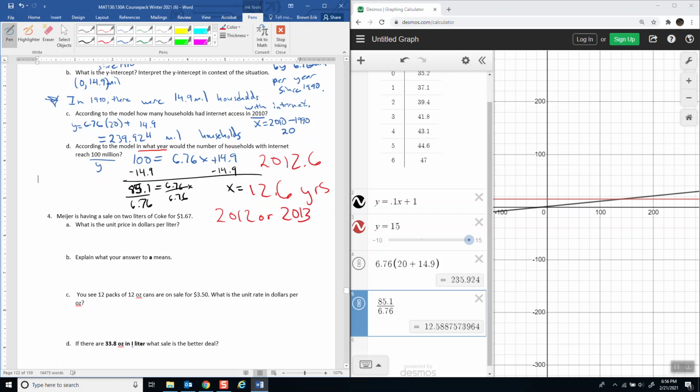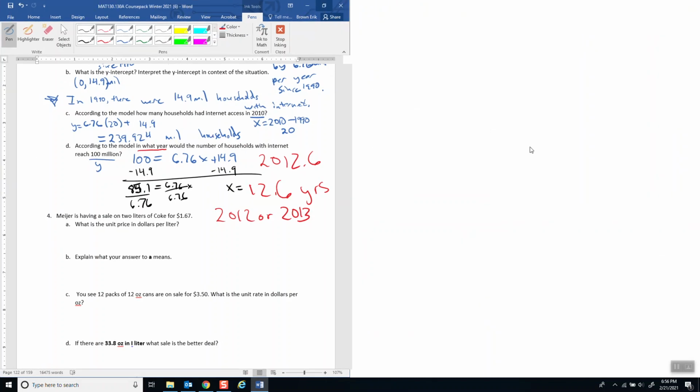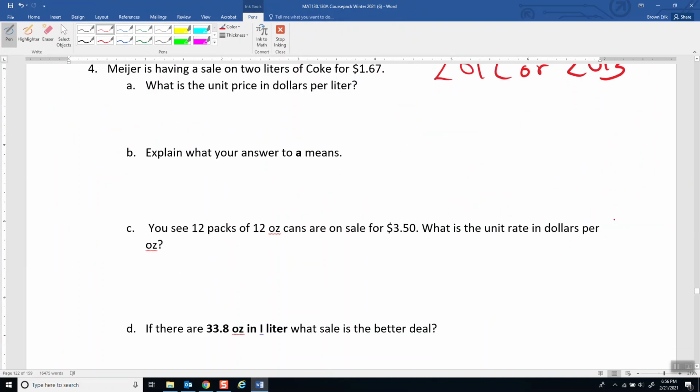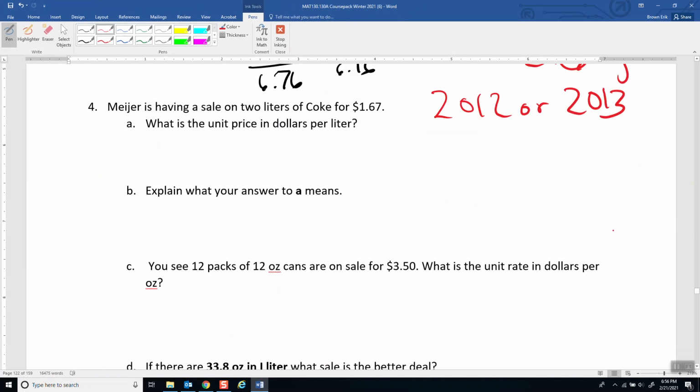All right, so let's do number 4, and we'll take a break, okay? So Meijer is having a sale on 2 liters of Coke for $1.67. Wonderful. What's the unit price?